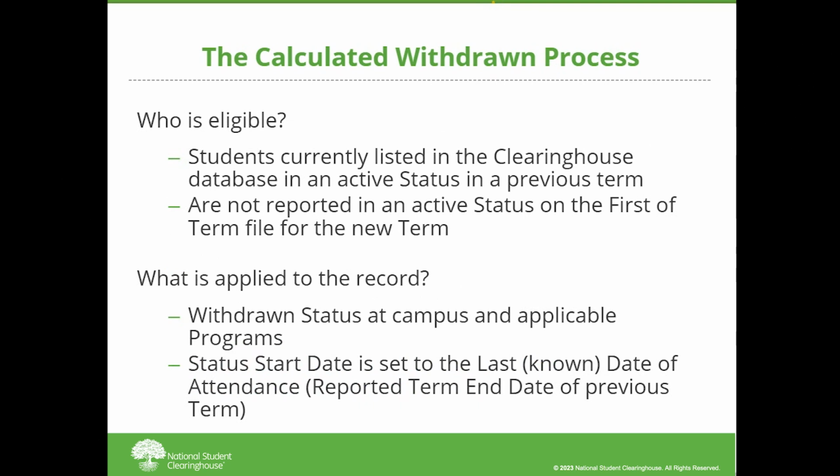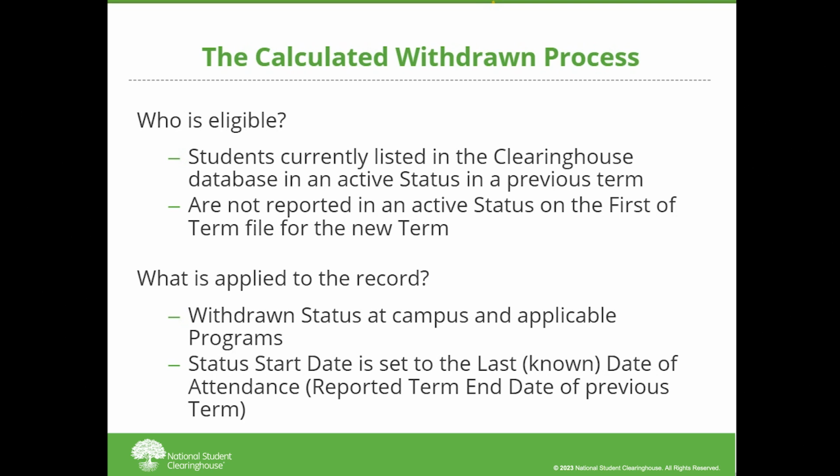Now we'll go over the calculated withdrawn process. Students reported in an active status that are not re-enrolled in the next required term should be reported with the appropriate separation status. As previously mentioned, timely reporting of separation statuses is part of the expectations from NSLDS and the Department of Education. The calculated withdrawn process was put in place to assist institutions that are not able to generate students onto the first of term file as withdrawn since they are not actively enrolled in the new term.